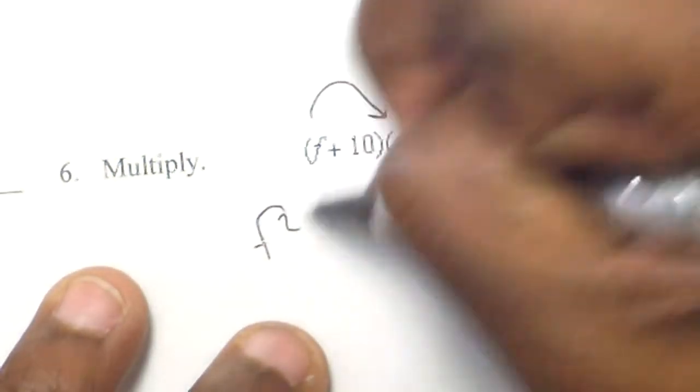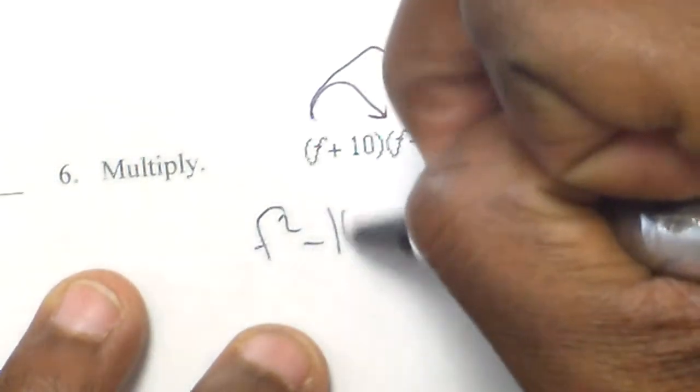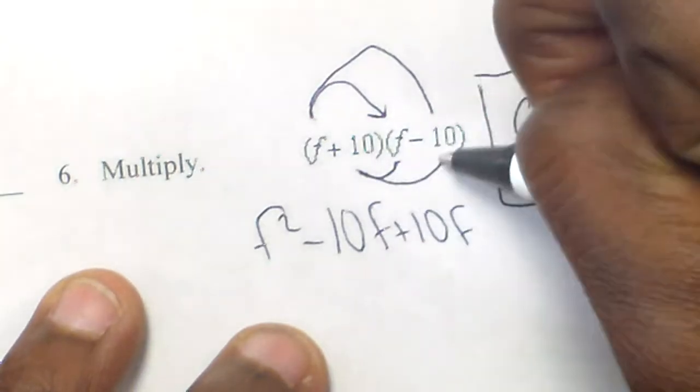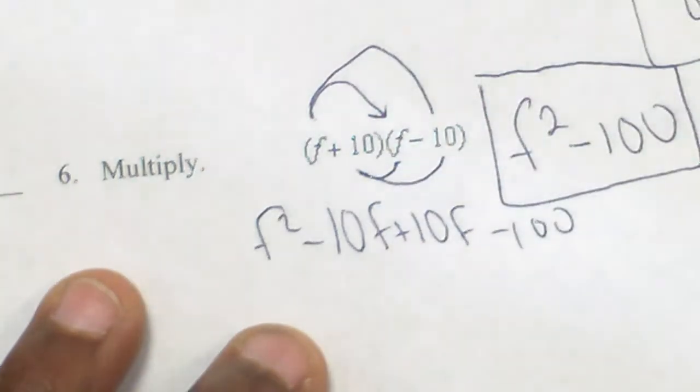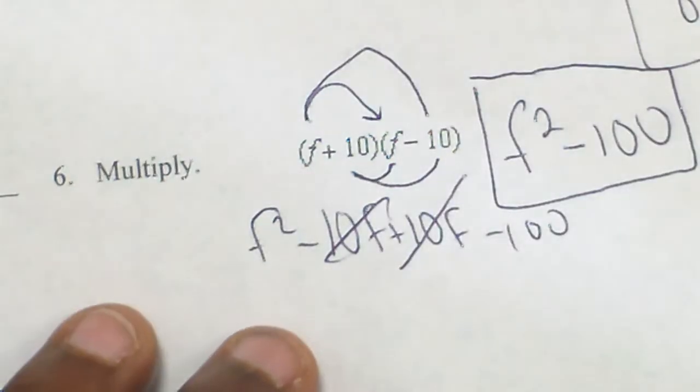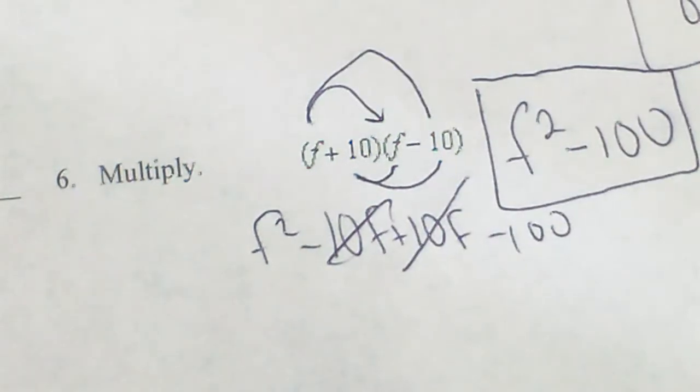So we distribute: first, then the outer, we get negative 10f. The inner, you get a positive 10f, and the last, you get negative 100. And so that's how we got f squared minus 100, because our middle terms cancel, 10f minus 10f. Got it? Flip it over.